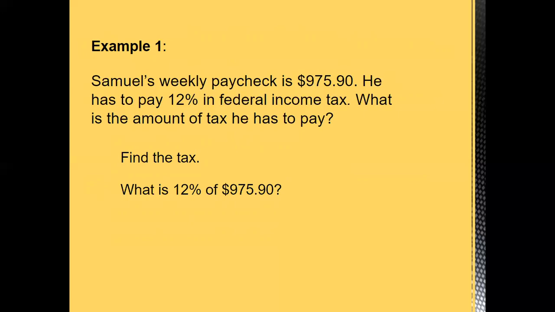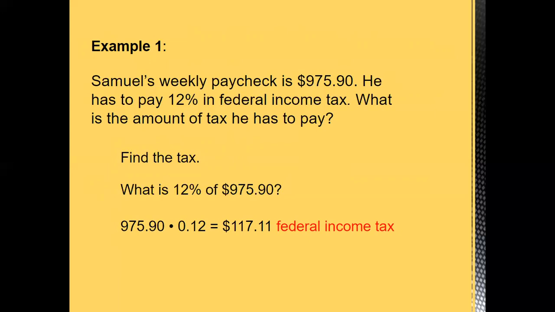The number 12, if you just put a decimal at the end on the right side of the 2, and then you just want to move over 2 spots to the left, that's going to change 12% to its decimal form, which is 0.12. After that, we're going to multiply $975.90 times 0.12.